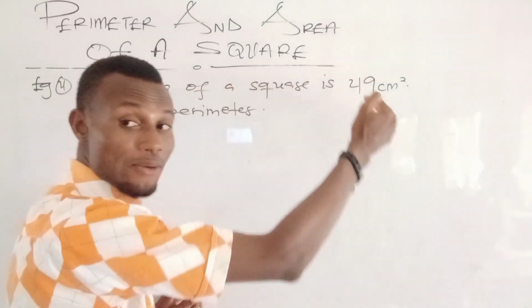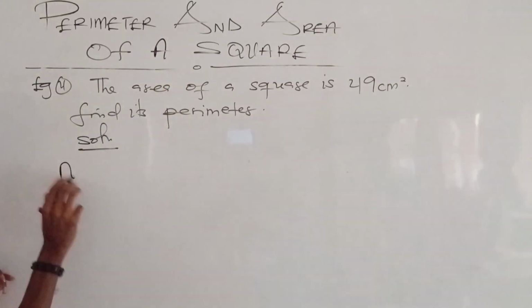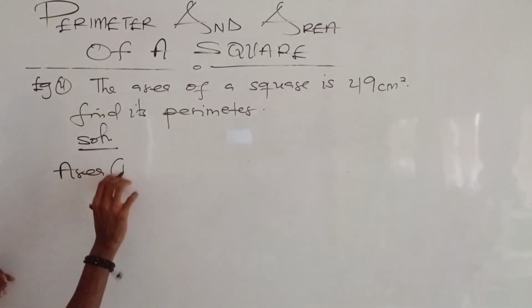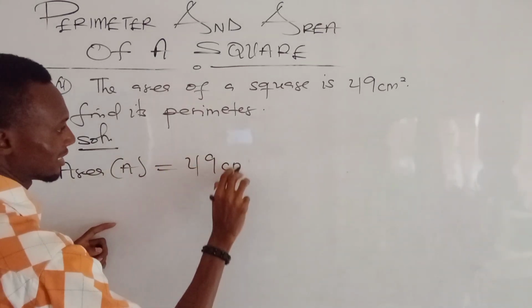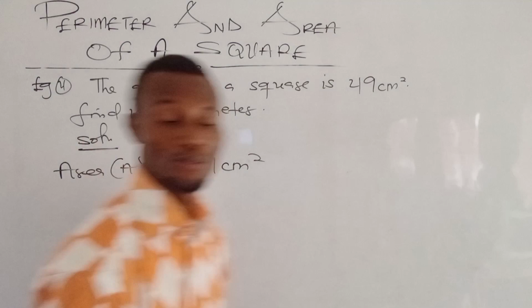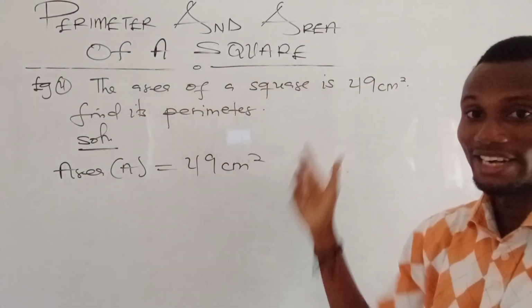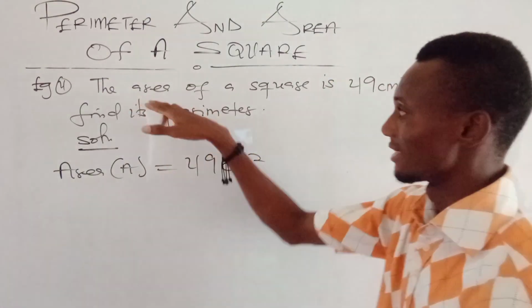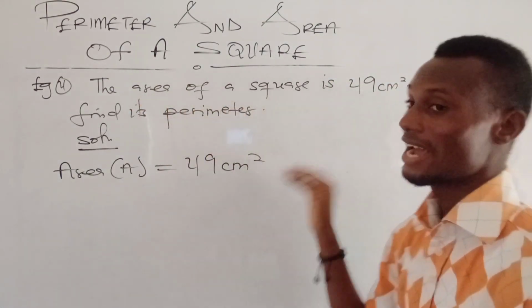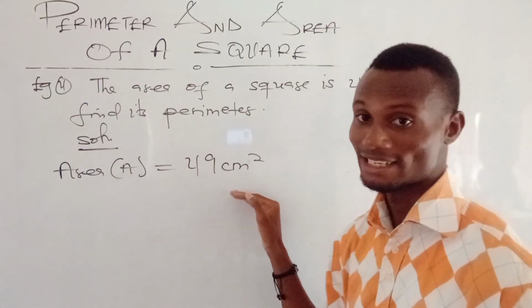So we have been given the area. So you write your area in full, then in brackets A, equals 49 centimeters square. I hope you agree with me up to this point. All that we did is to write down the information given in the question. So we are given that the area of a square is 49 centimeters square. So you write your area equals 49 centimeters square.